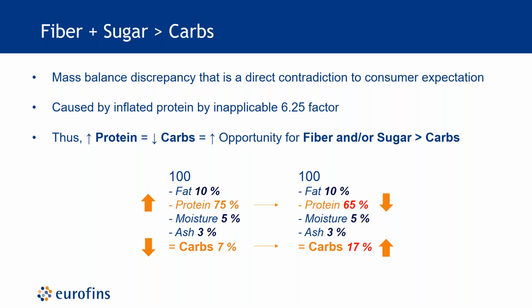Automatically, your carbs are going to increase because whatever's not quantified in those 4 macros is going to be counted as carbohydrates. So in conclusion, the higher your protein, the lower your carbs are going to be, and that's going to increase your opportunity for fiber and or sugars to exceed carbohydrates.